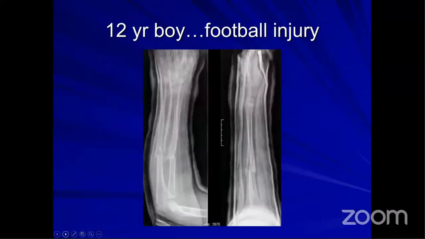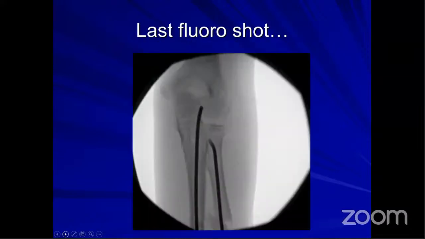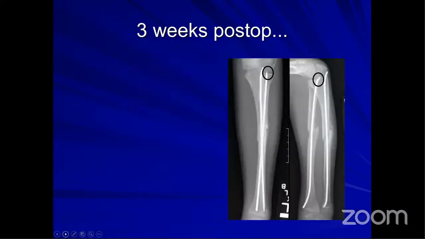In this fracture, 12-year-old boy, forearm injury, and this is the last fluoro shot I had. Okay, so you can see that the nail insertion point is okay. But what happened after this is that the nail was further impacted after the nail was cut, and we didn't have a fluoro shot after that. So when the patient comes in for 3 weeks follow-up, you see where the nail is.